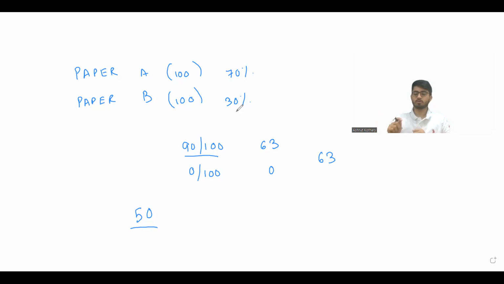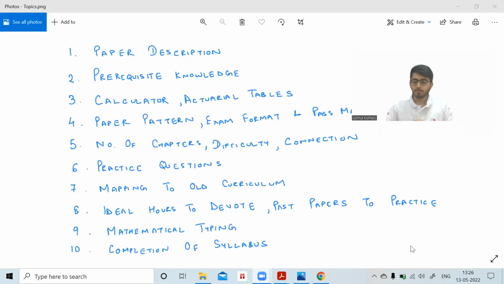Just keep in mind, as long as MCQs are there in II, you do not need to show the workings of it. You just need to give the final answer. The workings I'm referring to is basically for our own purpose of solving the particular question. So this was basically regarding the paper pattern, exam format, and the pass marks.